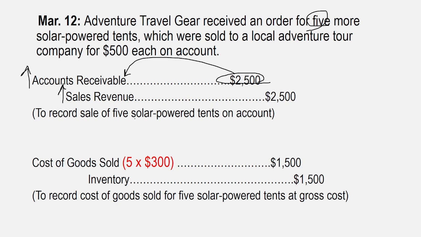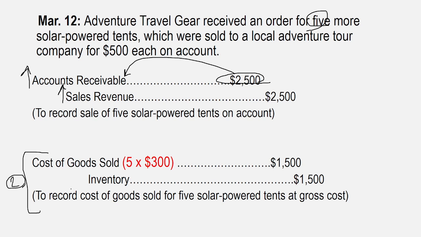Additionally, in level 2, we record the cost of revenue. Adventure Travel Gears debits the cost of goods sold account for 1,500, which is 5 multiplied by 300. The total cost for each sale equals 1,500. That reflects the expense incurred in the selling of the 5 tents.